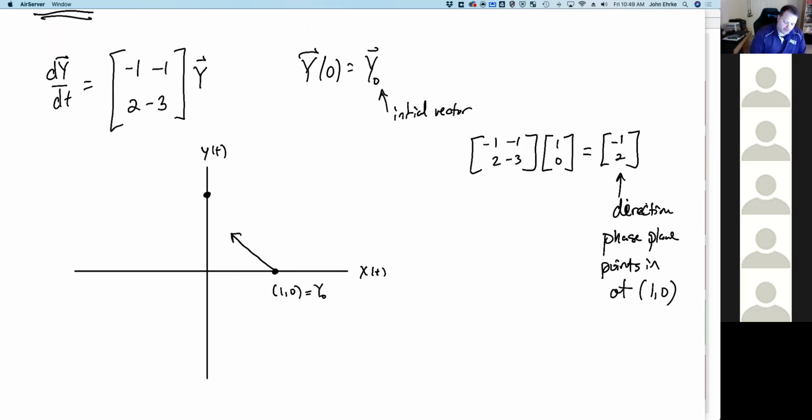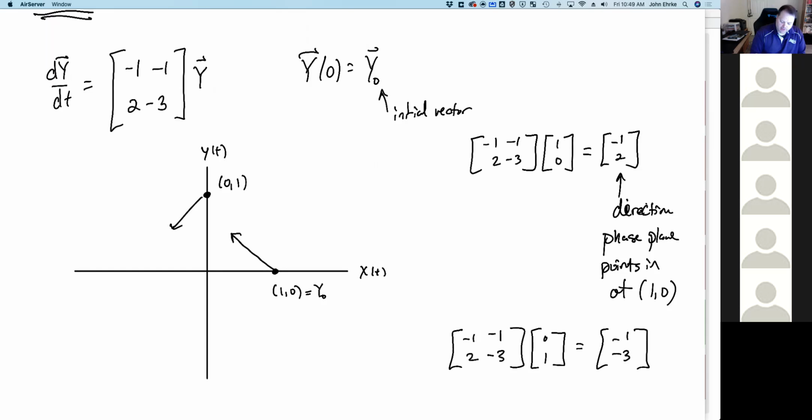And I can do that for all the other points. Like I could look at 0, 1. 0, 1 would pick off the second column. So if I do -1, -3, 0, 1, that'll pick off the second column. And -1, -3 is to the left 1, down 3. So it's going to look like that. Similarly, if you did -1, 0, it's going to look like that. And if you did 0, -1, it's going to look like that.